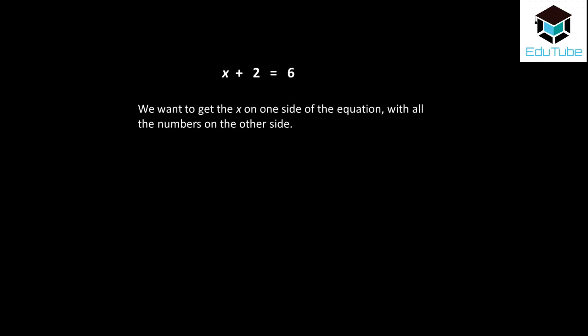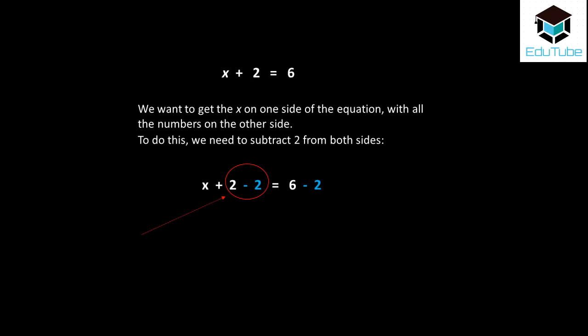We want to get X on one side of the equation with all the numbers on the other side. To do this, we need to subtract 2 from both sides. We know that 2 minus 2 is just equal to 0. So the left-hand side becomes just X. The right-hand side is 6 minus 2, which is 4. So we get that X is equal to 4.